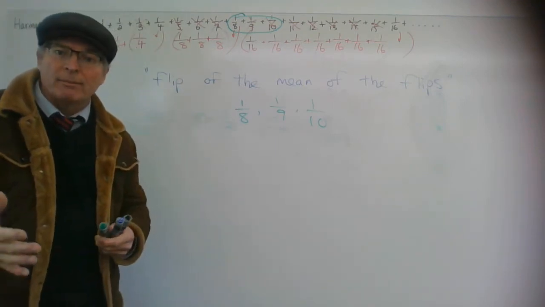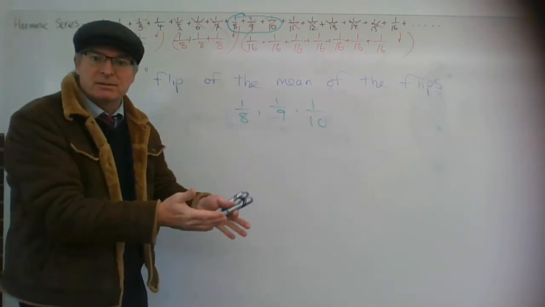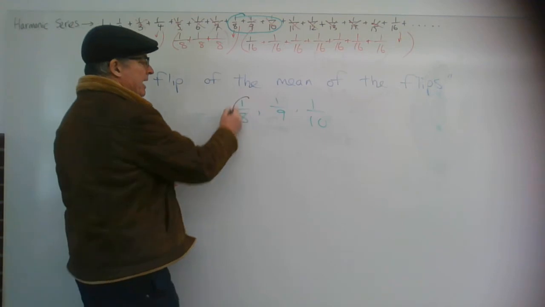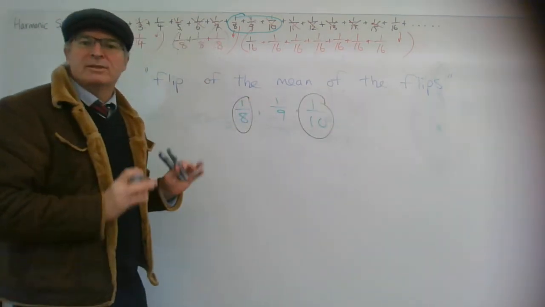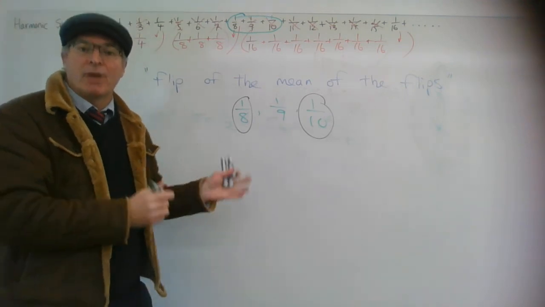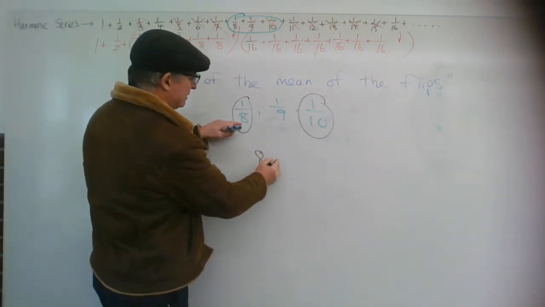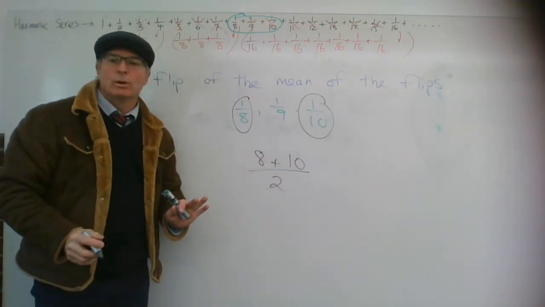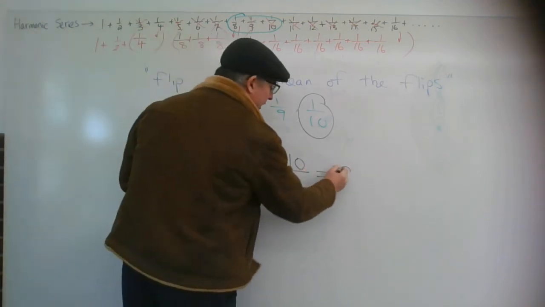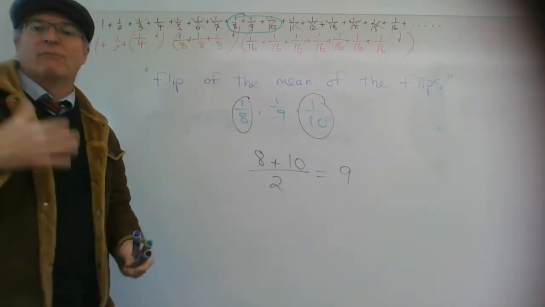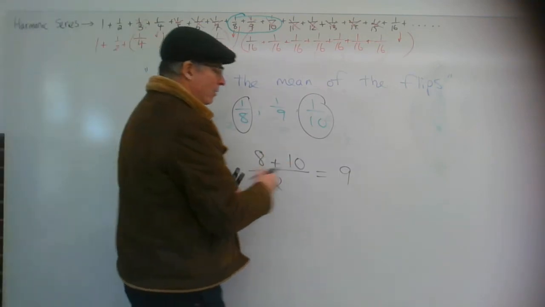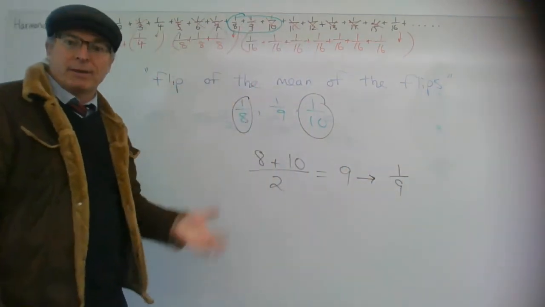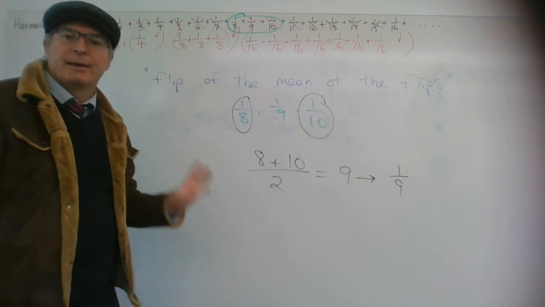Now, how do you find the harmonic mean? You find the flip of the mean of the flips. Let's find the mean of the flips first. We're talking about an 8th and a 10th. The flips of those are 8 and 10, and the mean of that is 8 plus 10 on 2. 18 on 2 is 9. But I want the flip of the mean of the flips, so I will get 1/9 if I flip that.